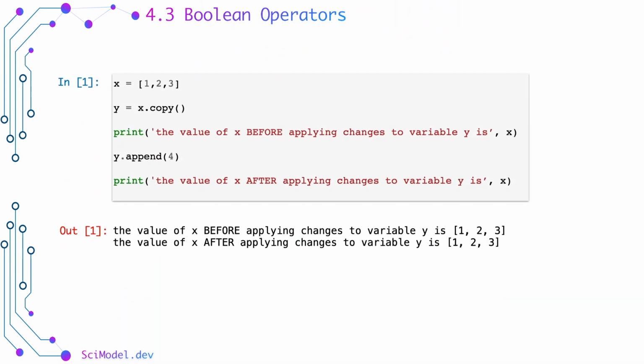Here we have a variable x with a list of integer values 1, 2, and 3. Y has the same value of x but in a different object obtained using the copy method. Then, we are appending a new value equal to 4 to the variable y using the append function. As you can see in the output, the value of x did not change when the value of the variable y was updated with a new value thanks to the copy function. In this way, the bond between variables x and y is broken.